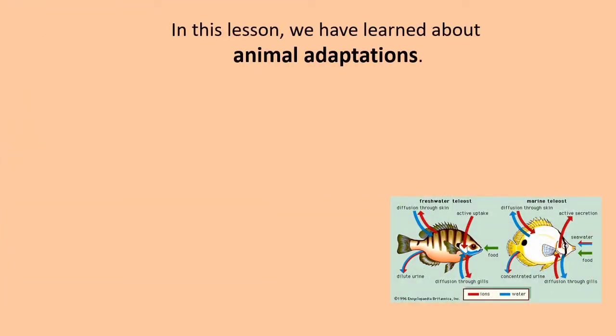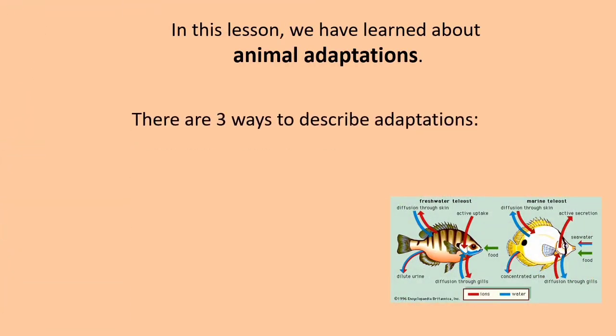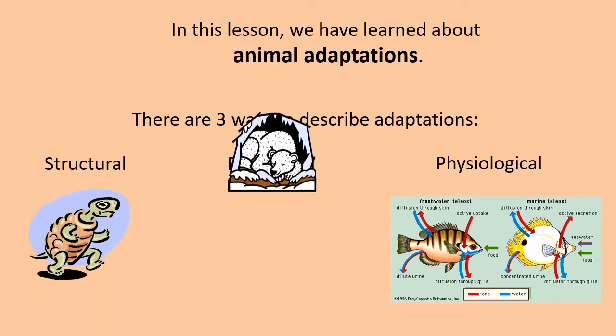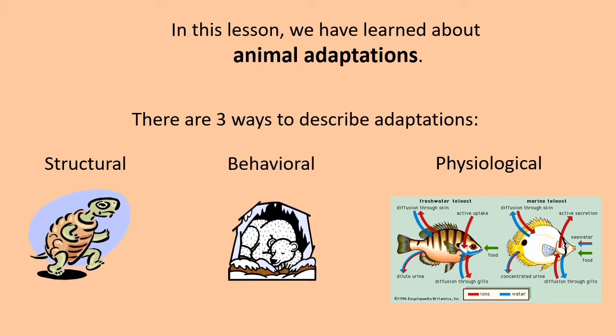This is the end of our lesson. In this lesson, we have learned about animal adaptations. There are three ways to describe animal adaptations: structural, behavioral, and physiological.